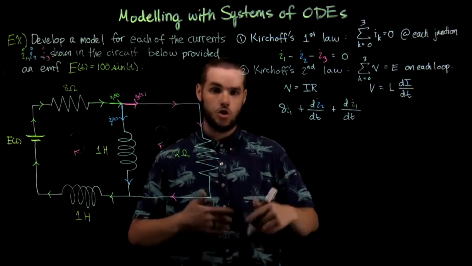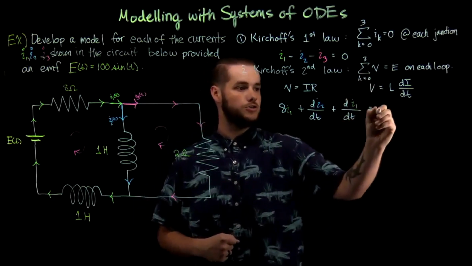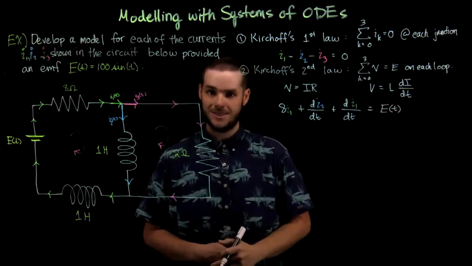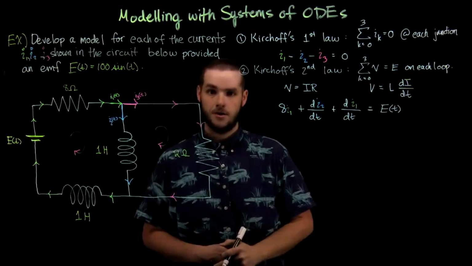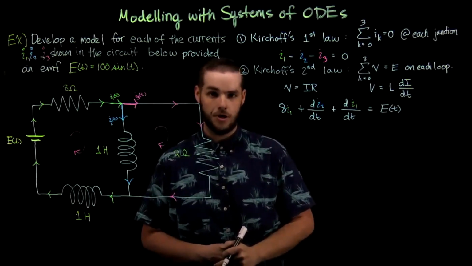And I know that that total change, all of the changes in the potential, are my electromotive force, which is 100 sine of t. Pause the video here to see if you can write down the second loop's equation on your own.